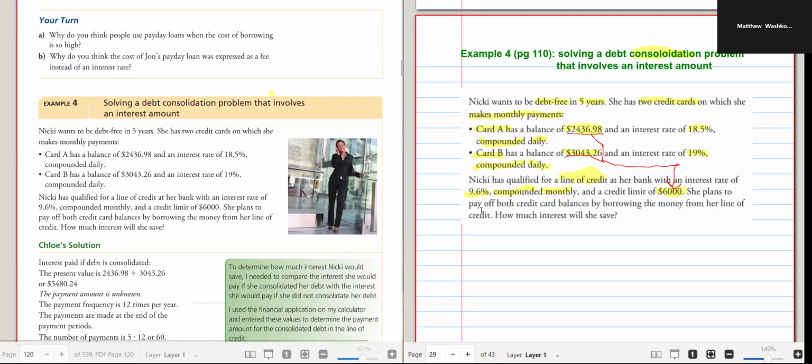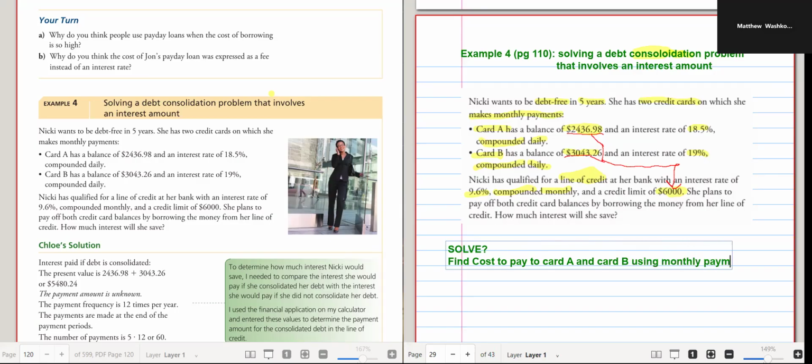So what do we have to do? How would I solve this? Well, I would find the cost to pay. It asks us how much interest will she save? So how would I find out how much interest she'd save by doing this smart financial plan? Well, I would need to find the cost to pay off card A and card B using monthly payments.